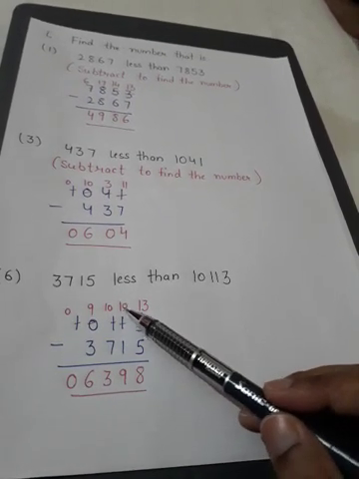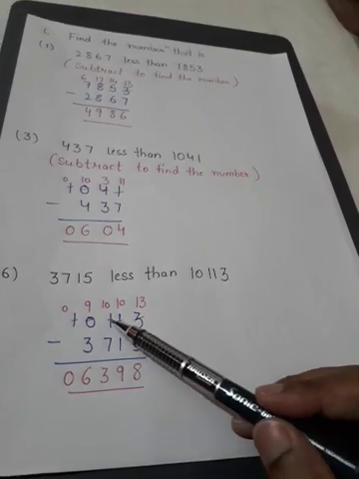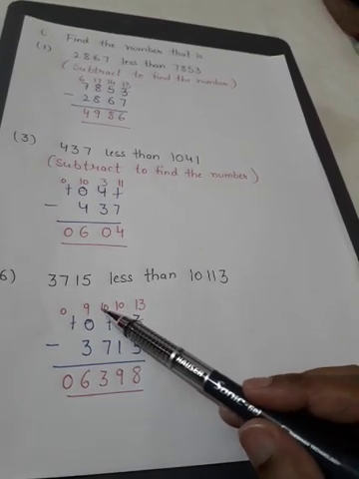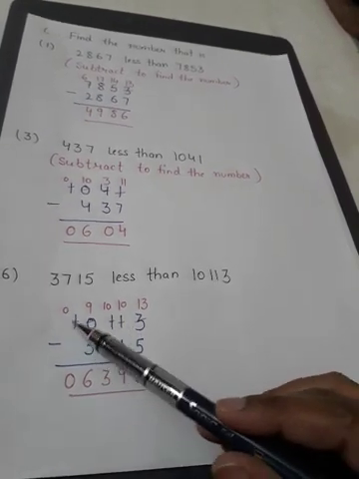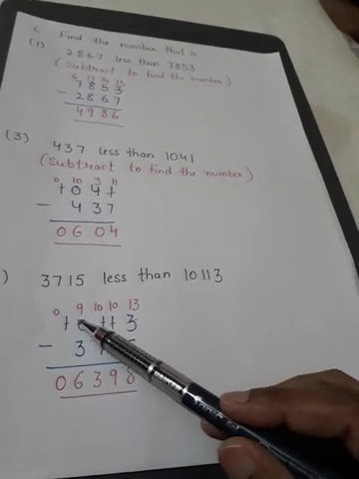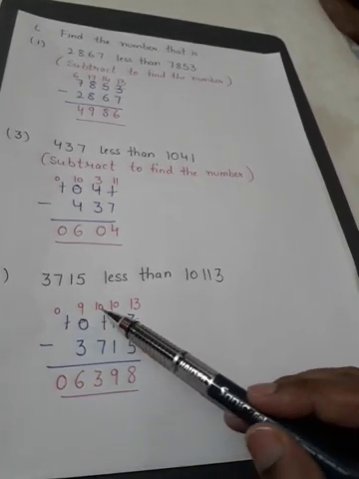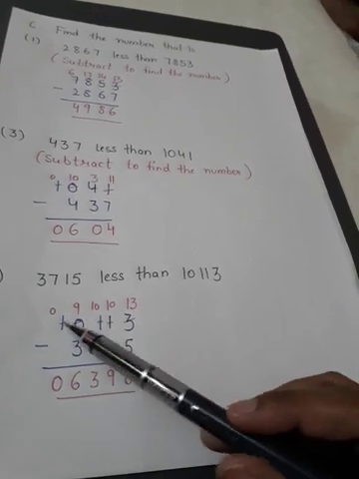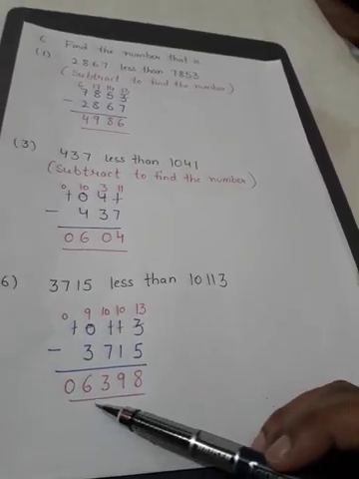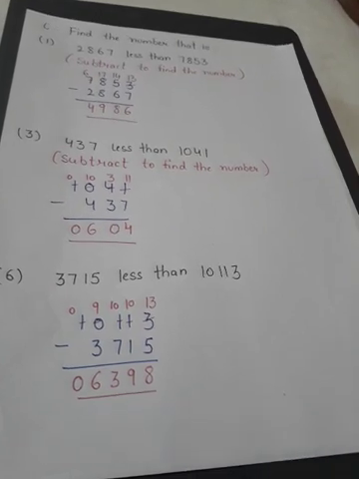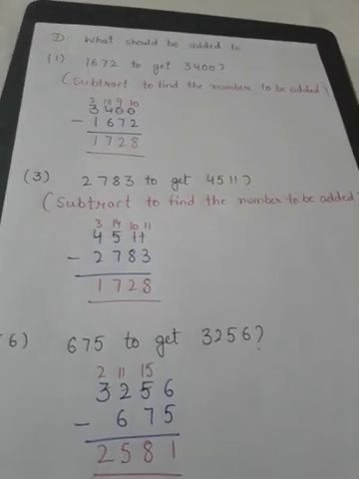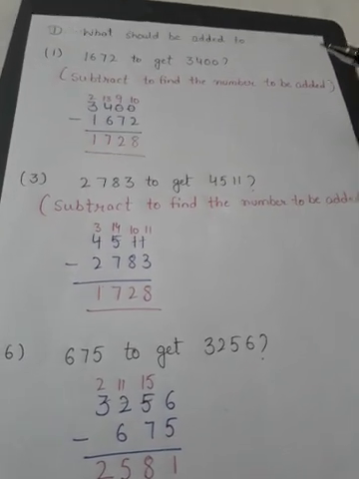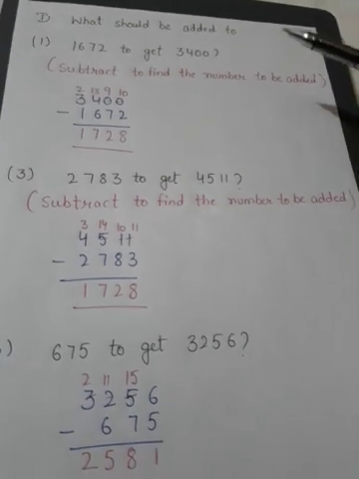So 0 will take borrow, so this is 10. 10 minus 1 is 9. 1 gave borrow, so here 0 left. So this is taking borrow from this one. 1 gave borrow, here 10. So this 10 will give borrow, here this 10 and this 9. 10 minus 7 is 3. Here 9 minus 3 is 6. 1 gave borrow, so here 0 left, so this 0. So the answer is 6398. I hope that A, B, C, all three parts are clear to you.